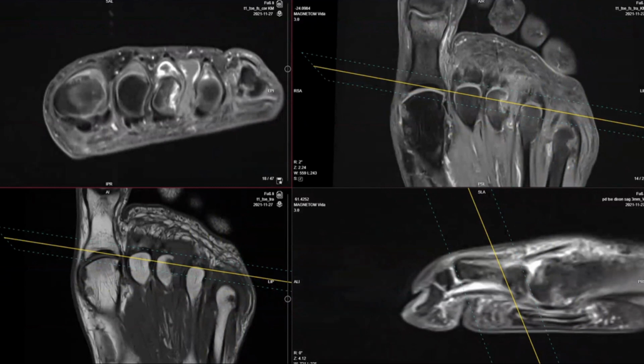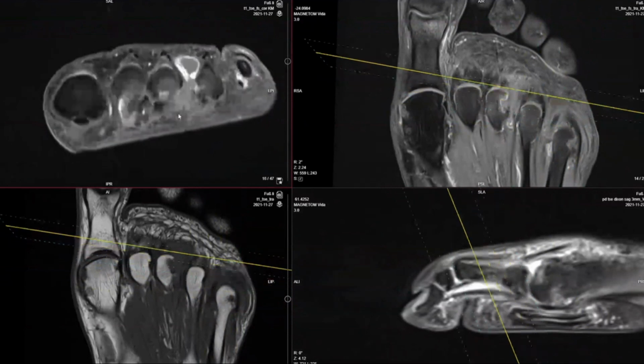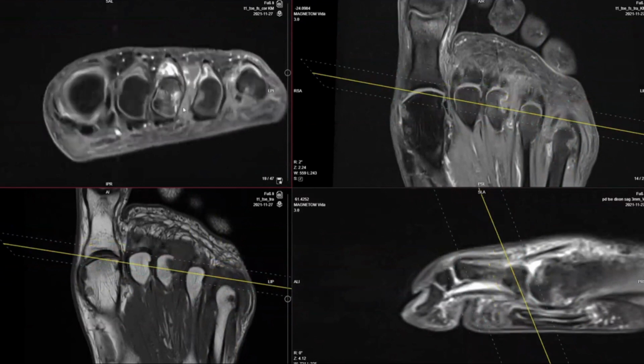It can be more readily apparent than a small defect in the plantar plate itself, so we're going to pay close attention to any pericapsular capsulitis or synovitis so that we can avoid misdiagnosing those as neuromas.